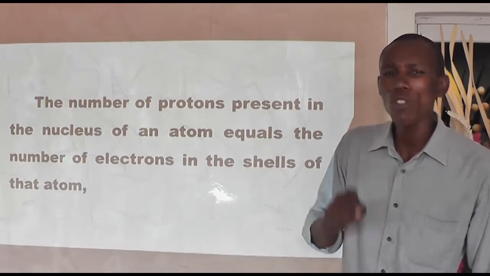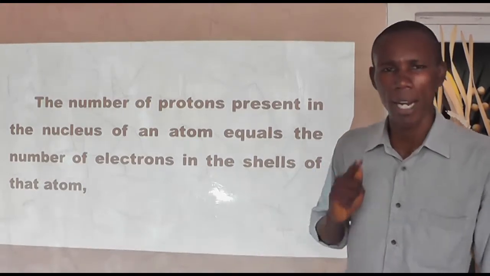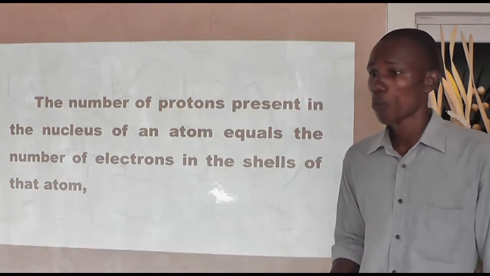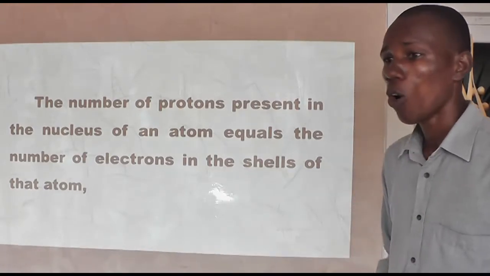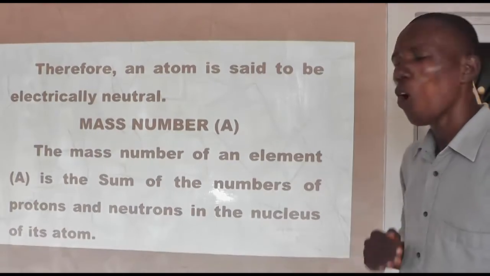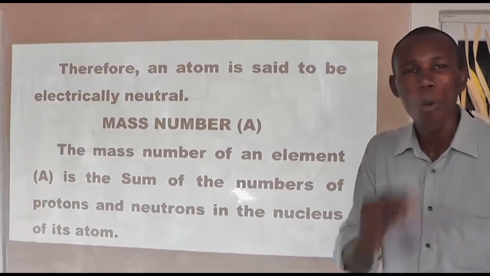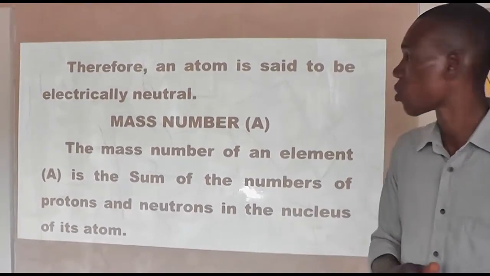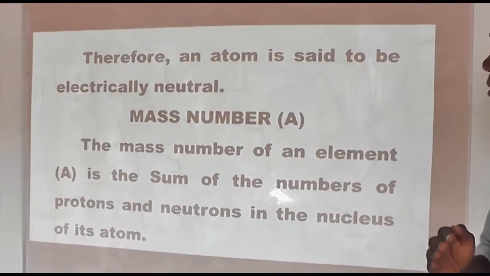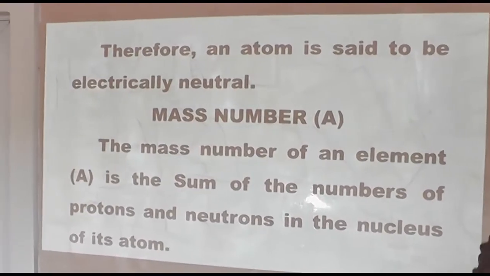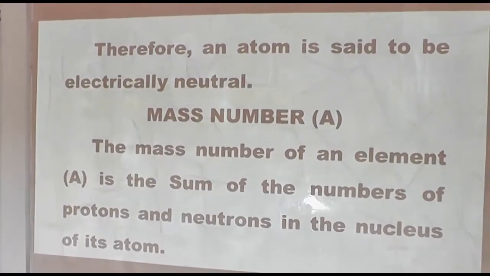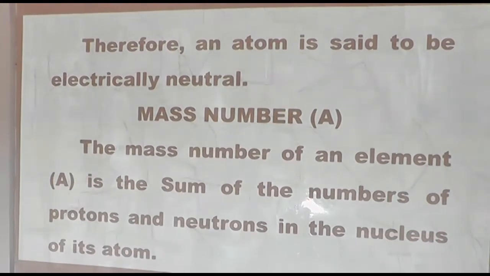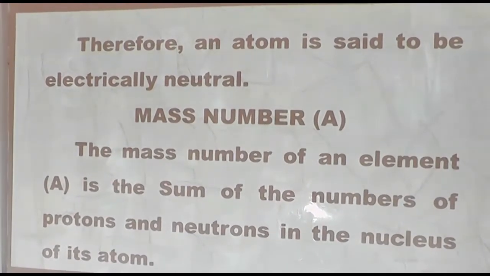Therefore, for an atom to be electrically neutral, the number of protons must be equal to the number of electrons. The only difference is that they are opposite in charges. Proton is positively charged, while electron is negatively charged. Therefore, an atom is said to be electrically neutral. Why? Because of their difference in charges, but the number of protons and the number of electrons are exactly equal.